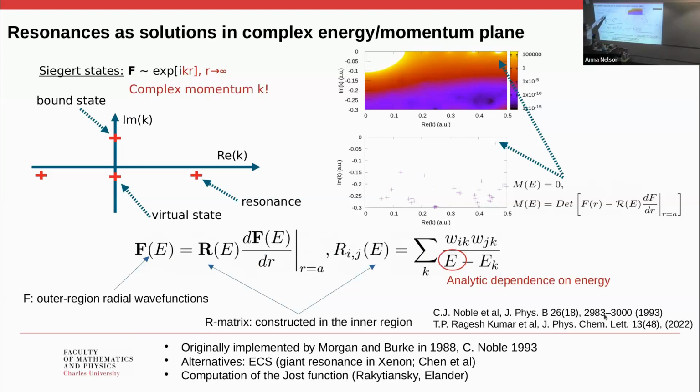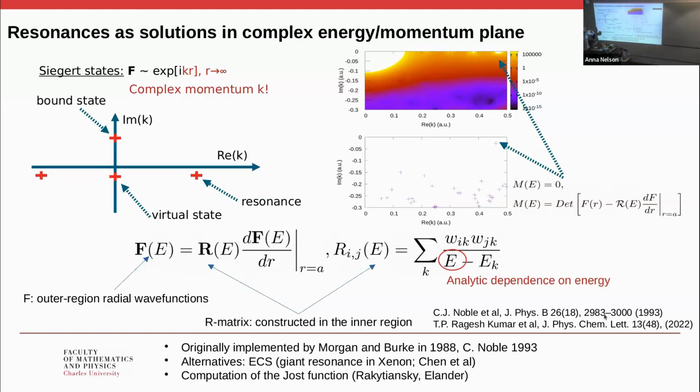In this case, this outgoing wave boundary condition includes the complex momentum k. And I'm showing you here the complex plane of momentum. In the upper part are the solutions for the bound states. That's where the wave function is exponentially decaying. Here in the lower part of the complex plane, the solution is exponentially diverging, and you have so-called virtual states and resonances, which appear in pairs. And of course, calculating wave functions which are exponentially diverging is typically very hard, right, numerically.